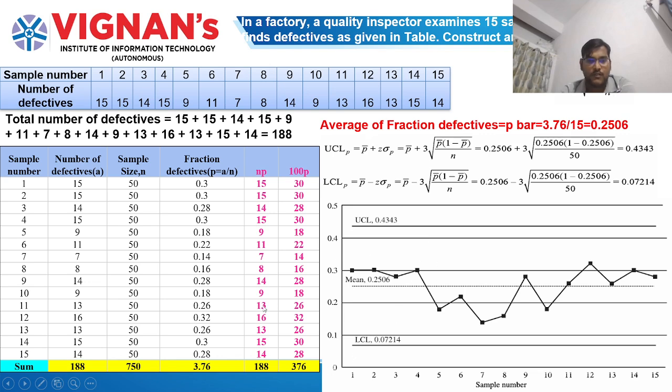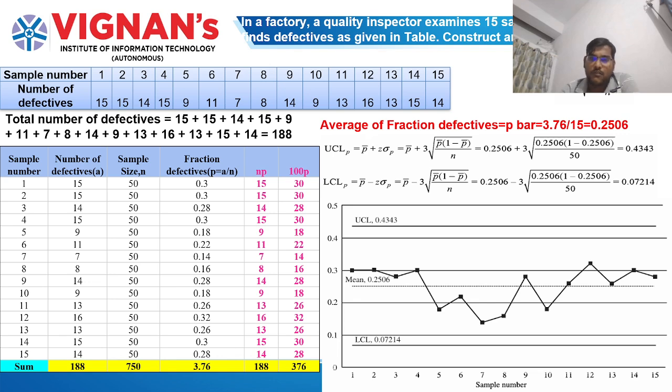For example, for sample number 1 the value is 0.3. The second value is also 0.3, the fourth value is again 0.3, and the third value is 0.28. Like that you have to mark all the points. Then you have to check whether the process is in control or not. All are within the control, so you can write in the comment that all the points are within the control. Then you can say that the process is within control. This is about the P chart.